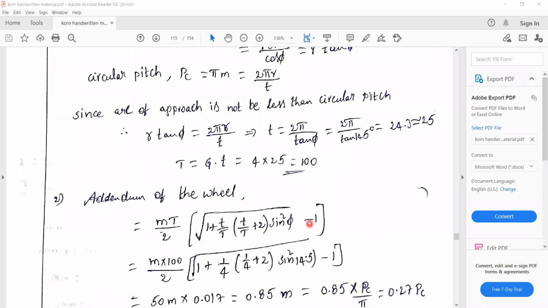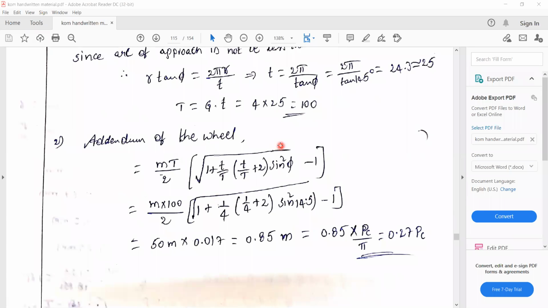Now, the second determining value is also there. That is the addendum of the gear wheel in terms of circular pitches. So first we will find out the addendum of the wheel. Addendum of the gear wheel equals mt by 2 into square root of 1 plus 1 by G into (1 by G plus 2) sine square phi minus 1.